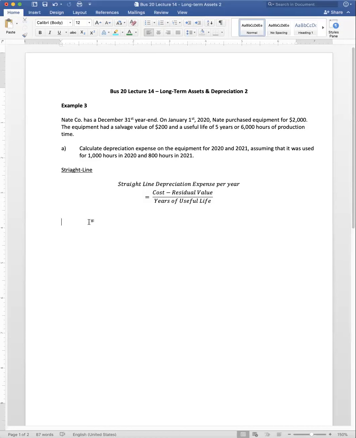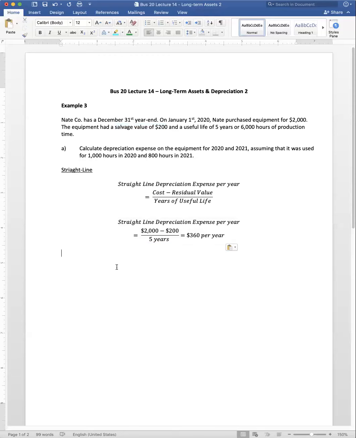And we know that the cost is $2,000 and the residual or salvage value, remember those mean the same thing, so salvage and residual value are the same, $200, and then there's a 5-year life. So that's $360 per year.